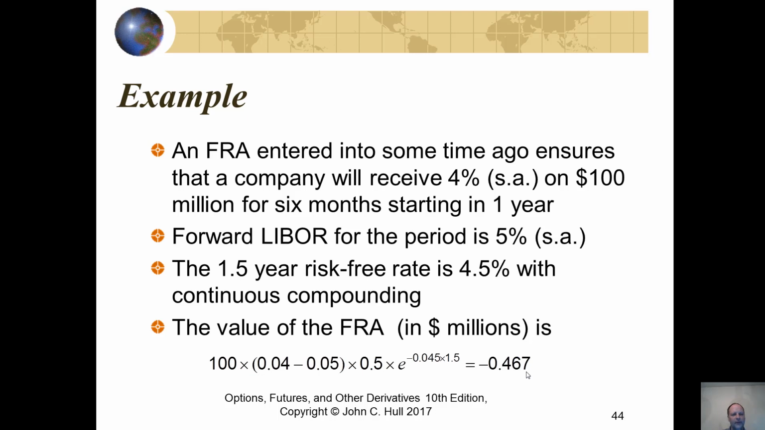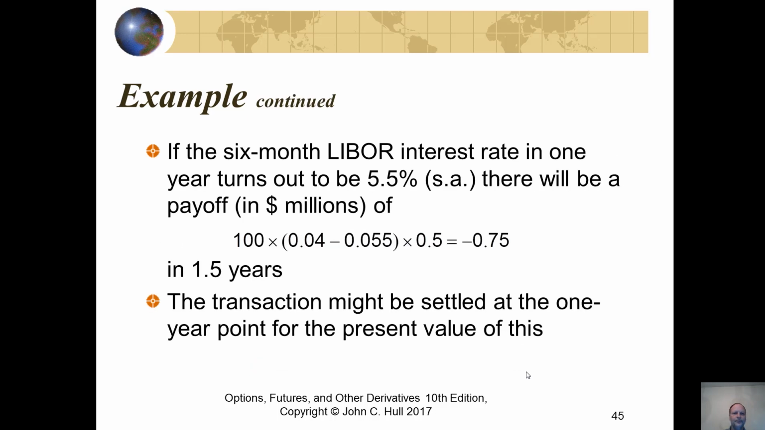And of course, it's going to be negative for one side of the FRA and positive for the other side of the FRA. If the 6-month LIBOR interest rate in 1 year turns out to be 5.5% instead of the previously quoted interest rate, again semi-annually, there will be a payoff in millions of dollars of $100 million times the difference of 0.04, the contract rate, minus 0.055, the LIBOR rate, times again 0.5 for 6 months, or negative $0.75 million in 1.5 years. And of course, the transaction could be settled at the 1-year point for the present value of this amount.